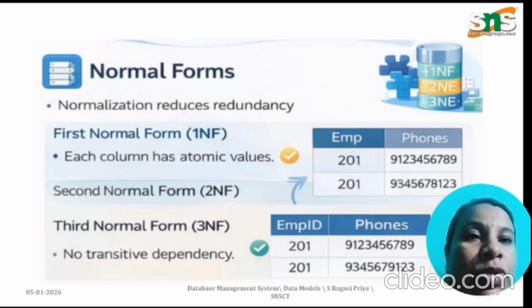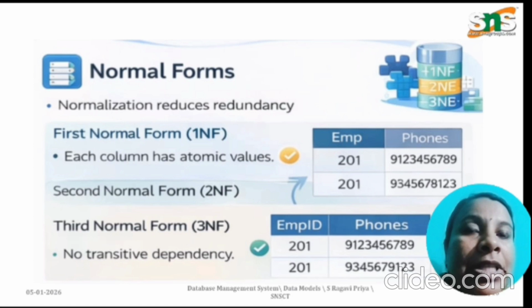Normal forms. Normalization reduces the redundancy, that means it reduces the duplication of the data. There are several types of normal forms. First normal form is represented as 1NF. The condition is each column has an atomic value, so there should not be any multi-valued attribute in the entity table. In second normal form, it should also satisfy the first normal form. In third normal form, the condition is no transitive dependency.